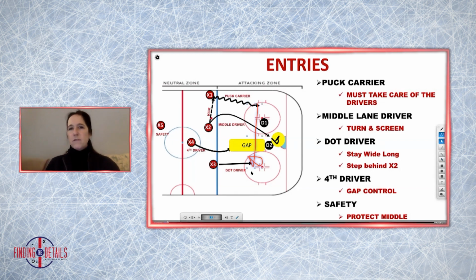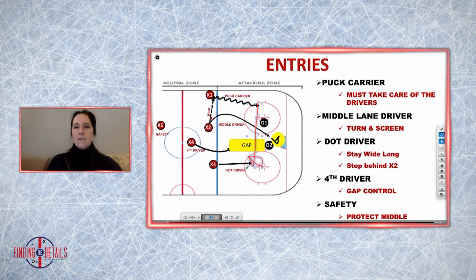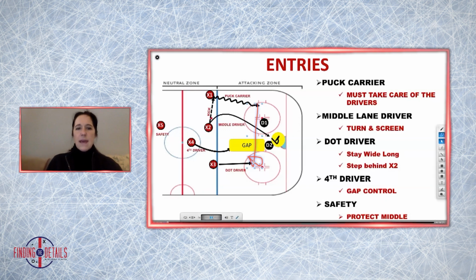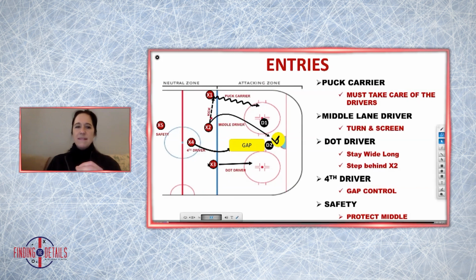And if we're able to shoot this puck, we have a 10% increase in chance of putting that puck in the back of the net. So really important that our dot driver stays wide as long as they can on the entry. And then just like we want our F3 here to be a step or two behind our F2, our fourth attacker, we want to be a step or two behind our dot driver.